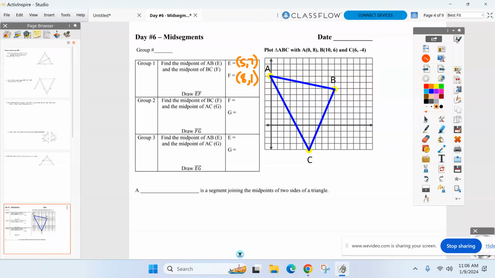Before I go on to the next one here, I have something. Yeah, the perimeter's 20, but we could have done that quicker by knowing one fact. Can you guys find the perimeter of the big triangle for me real quick?